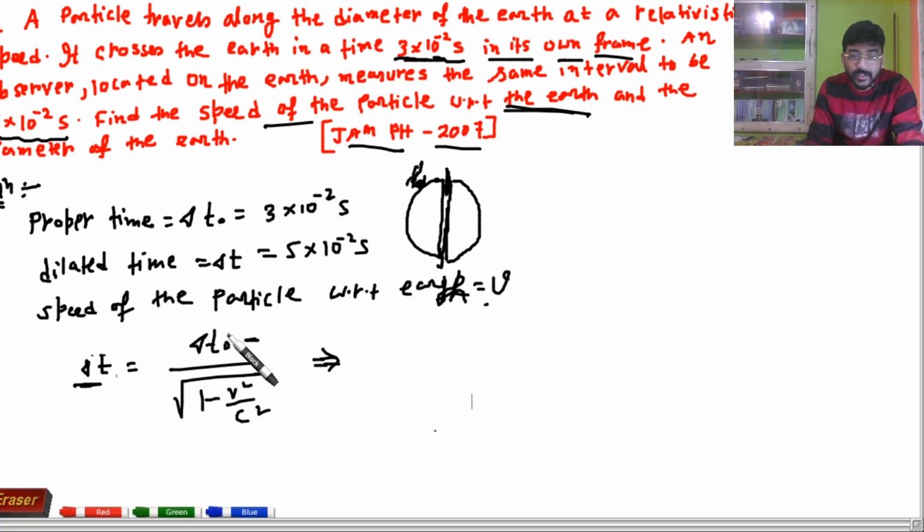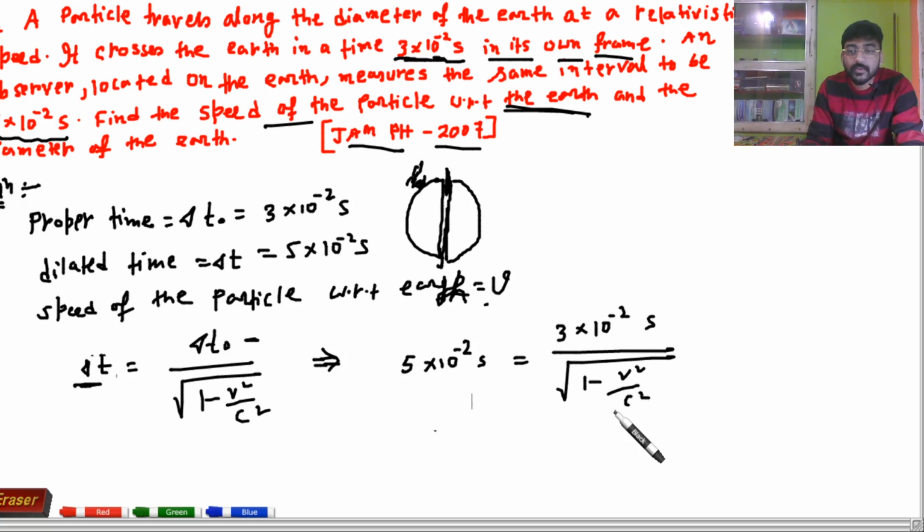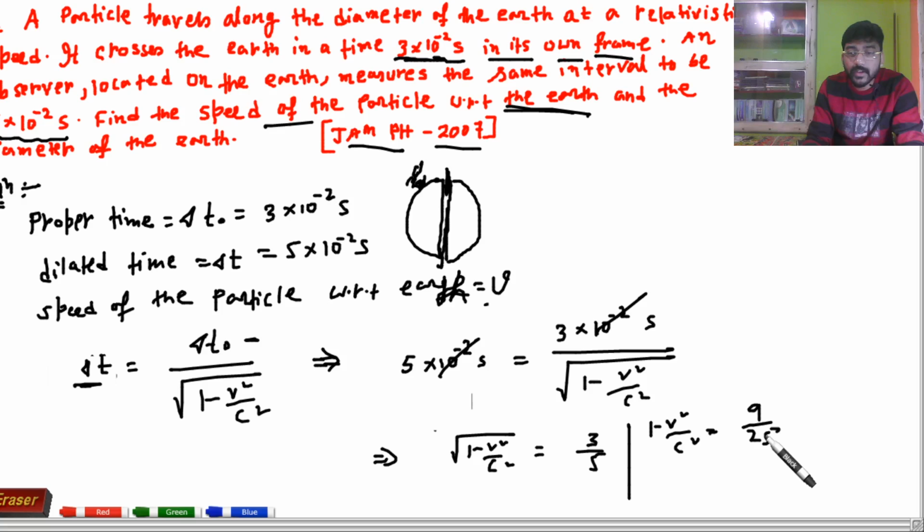So delta t is equal to delta t naught over root of 1 minus v square by c square. Here delta t is 5 into 10 to the power minus 2 second, and delta t naught is 3 into 10 to the power minus 2 second, divided by root of 1 minus v square upon c square, which implies that root of 1 minus v square upon c square is equal to 3 by 5, because the 10 to the power minus 2 cancels out. So 1 minus v square upon c square is equal to 9 by 25. So v square upon c square is equal to 1 minus 9 by 25, that is 16 by 25.